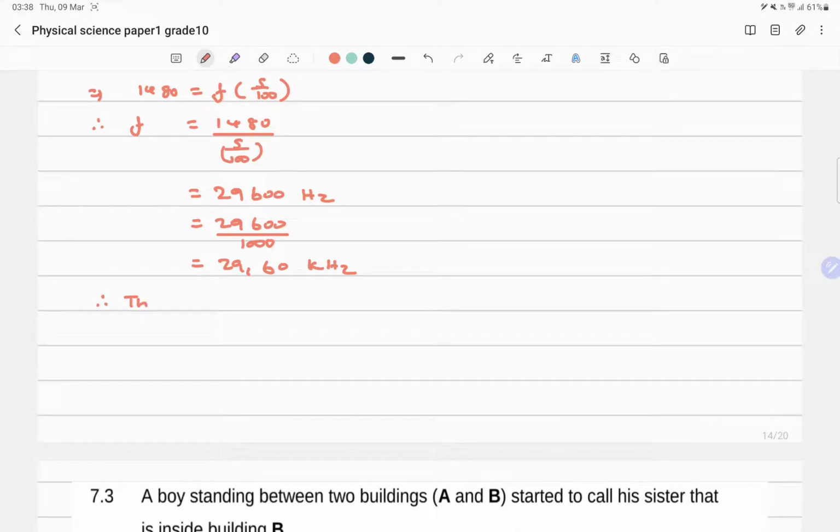Therefore, the human cannot hear the sound made by the dolphin. Anyway, not a problem. So we have made a calculation to determine our answer. So yes, we have done it.